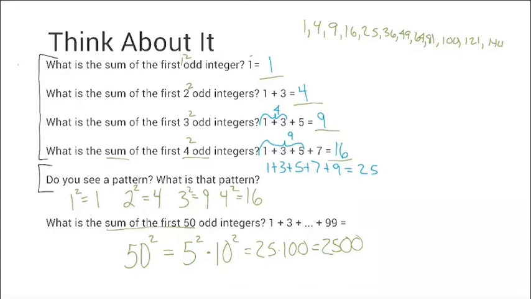I want to show you another way that you can see that these things are perfect squares. I'm going to add a blank slide really quick. So one way that I could represent the number 1 is with a single dot. And that dot is 1 unit by 1 unit. One way that I could represent the number 3 is with 3 dots. Like this. Then I could represent the number 5 with 5 dots. And the number 7 with 7 dots.